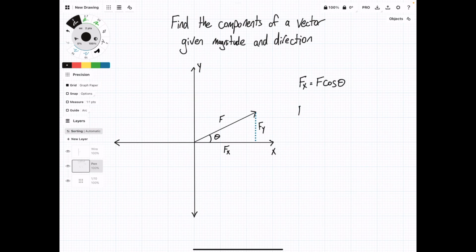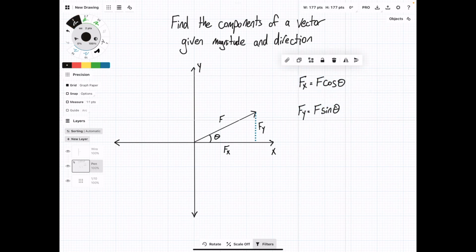Then we can do the same thing for f of y. This time it's going to be f times the sine of theta. And again, we can write this out really quickly. Sine of theta is equal to the opposite, which is going to be f of y, over the hypotenuse, which is our force F. We multiply F over, and that gives us our formula.